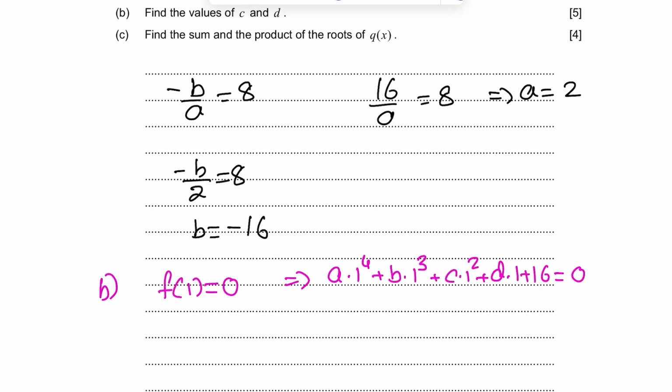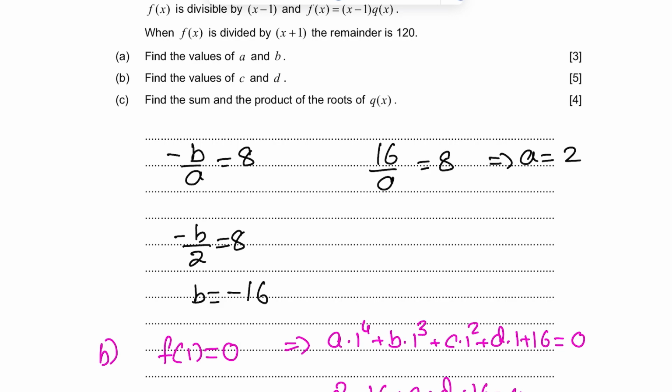So what does that become? We know a is 2, b is negative 16, c we don't know, d plus 16 equals 0. So c plus d equals nothing but how much? Negative 2 is c plus d. Now we have to find the values of c and d.